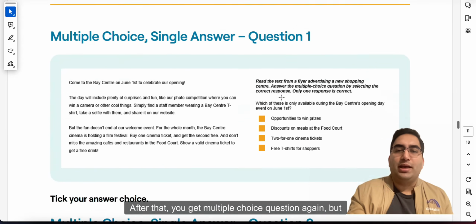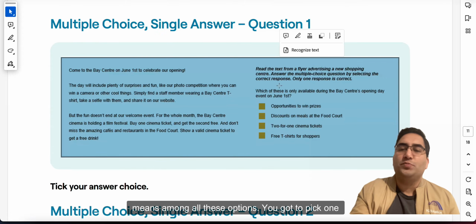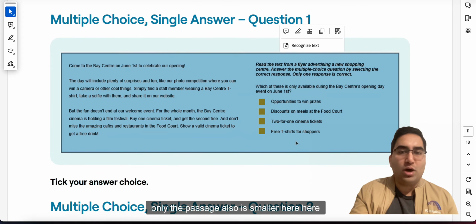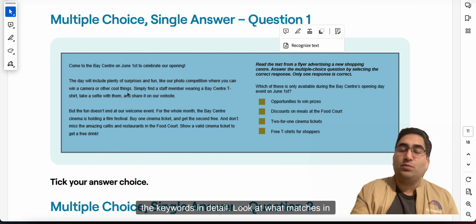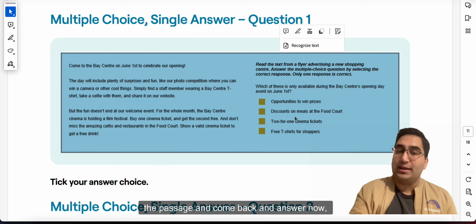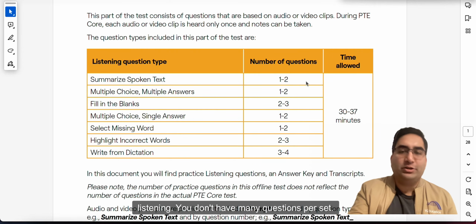After that, you get multiple choice question again, but this time it's a single answer question, which means among all these options, you got to pick one only. The passage also is smaller here. Here again, you see the questions first, read the keywords in detail, look at what matches in the passage, and come back and answer. Now we'll move on to our final part, which is listening. Now in listening, you don't have many questions per set.